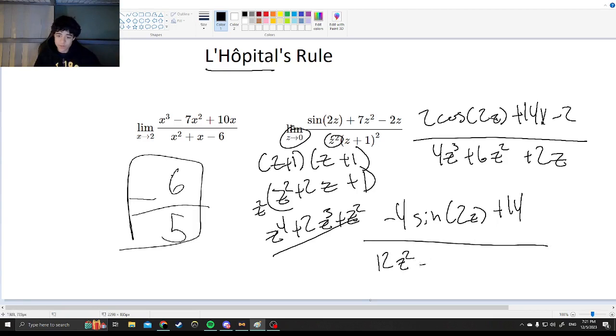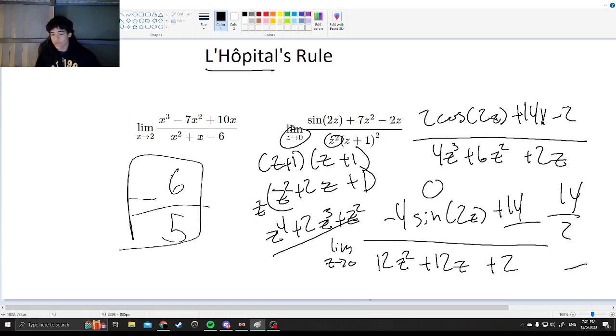over 12z squared plus 12z plus 2. And now if we plug our limit when z is approaching 0 back in, sine of 0 is 0, 14 you keep, this is 0, this is 0, so you end up with 14 over 2, or 7.